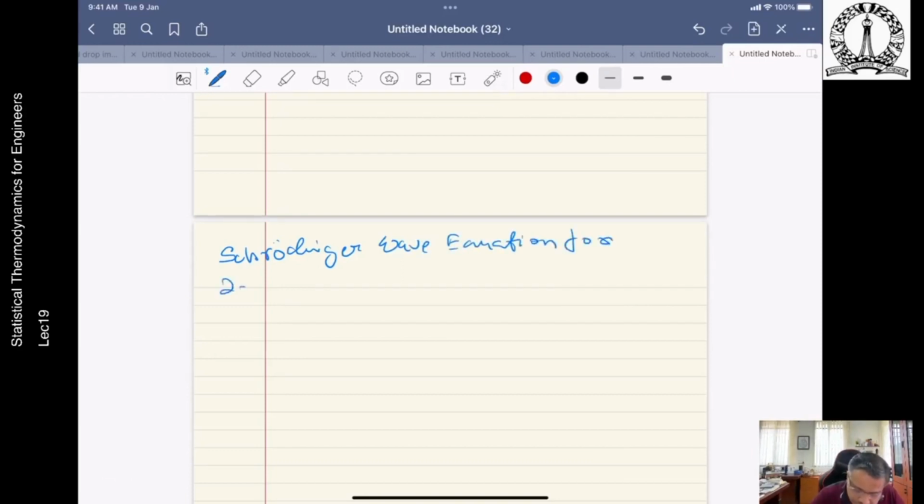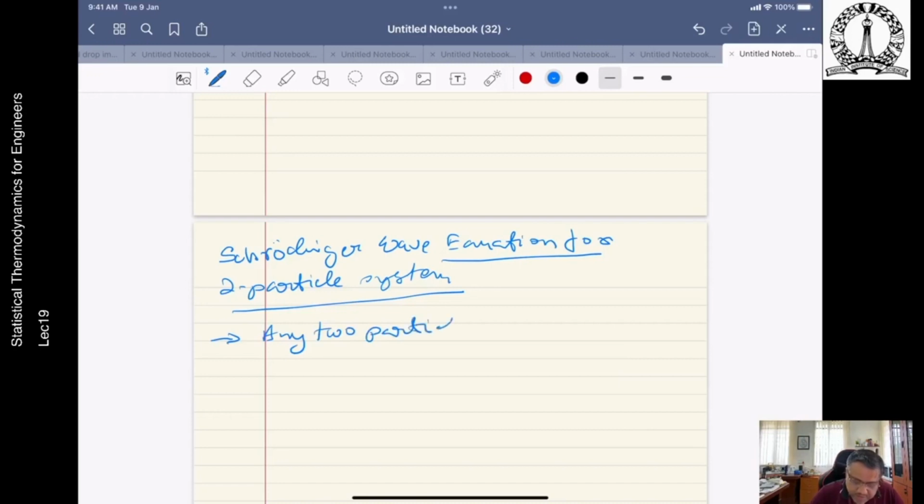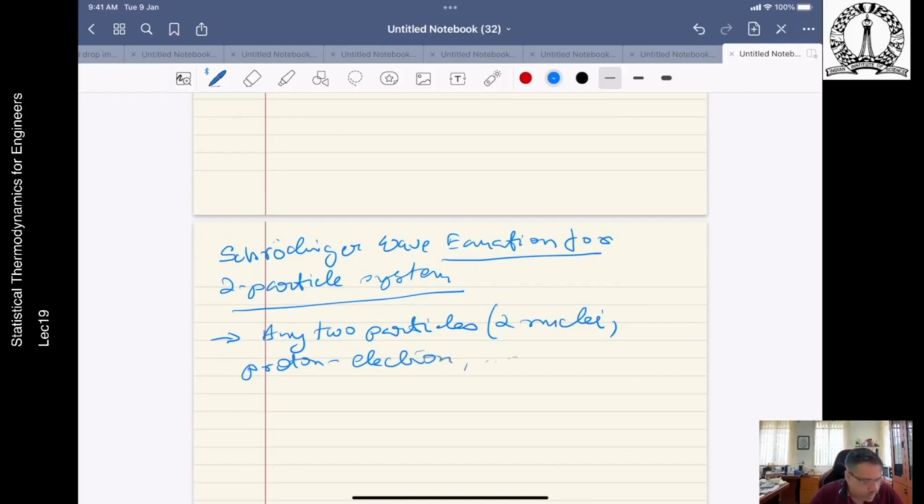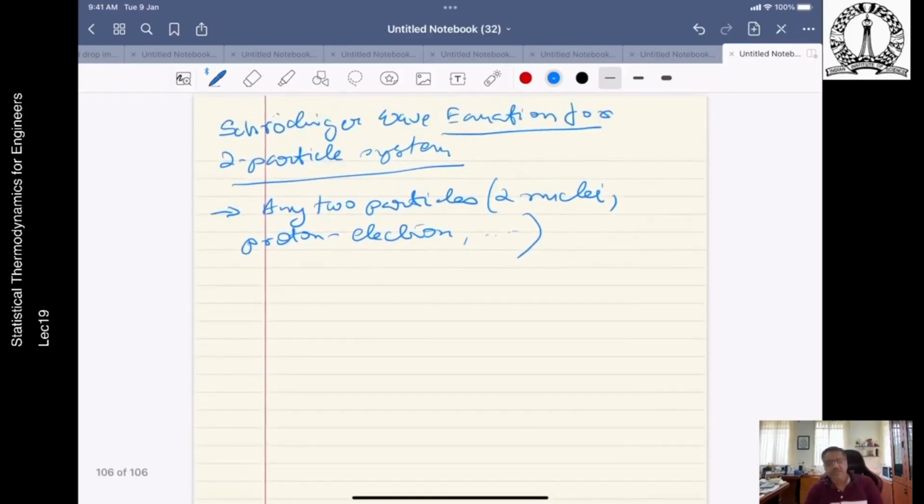for a two-particle system. It can be, for example, any two particles, like two nuclei, proton, electron, and so on and so forth. Any two-particle system. So let's first write the energy, which is H, basically the total energy.